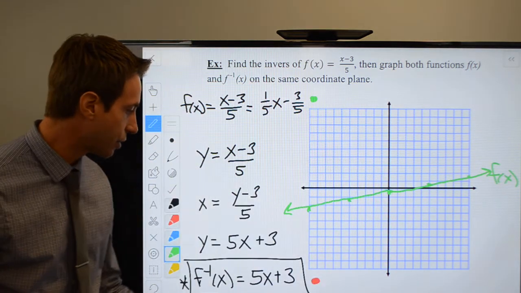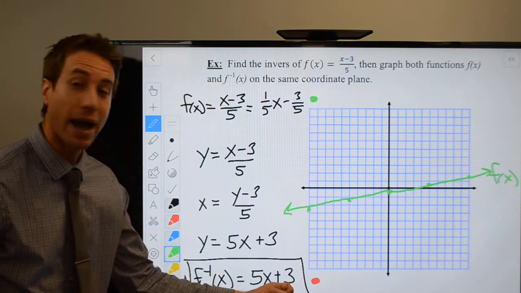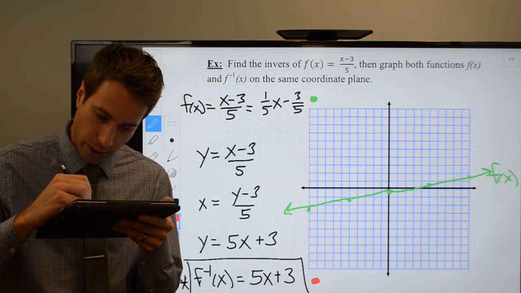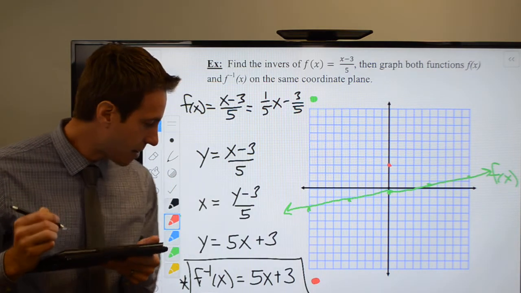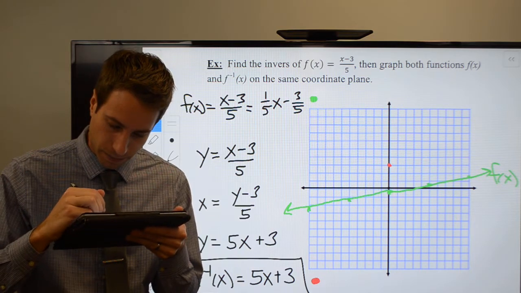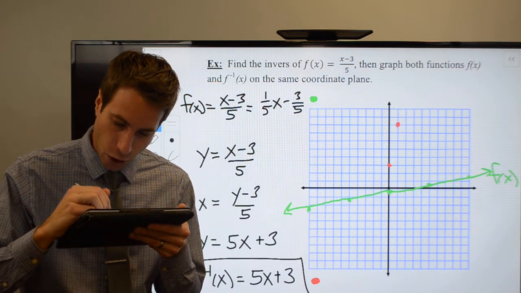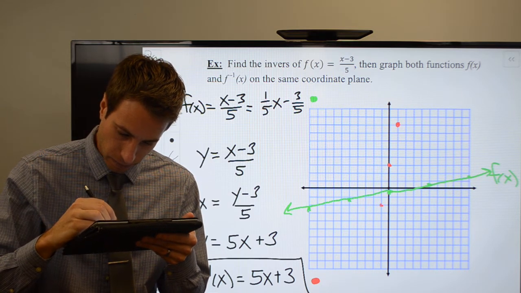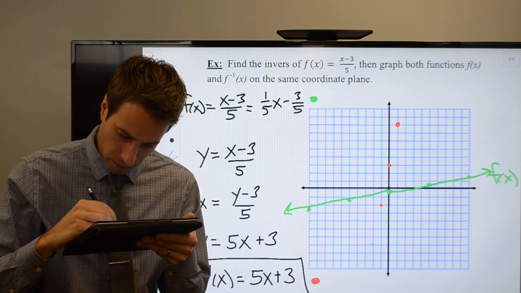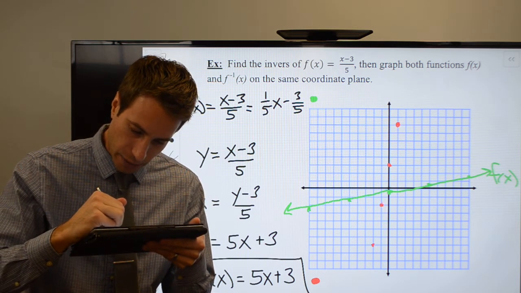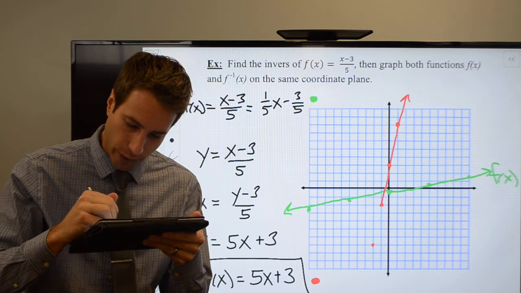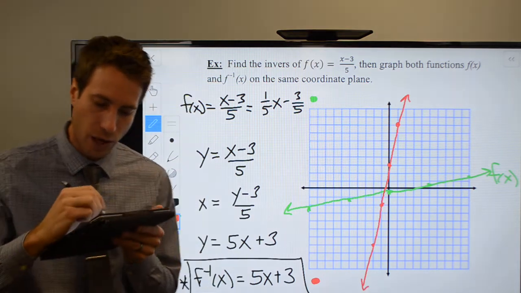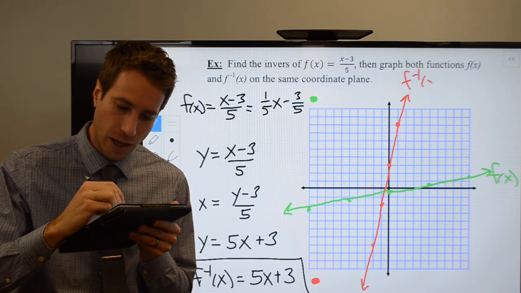Now, to graph the inverse function, this one's a lot easier. My y-intercept is 3, and my slope is 5. So I got to go to 3. And then my slope is 5, so that's up 5 and over 1. Or down 5 and back 1. Okay. Extend a line through those points. Make sure you extend the line all the way through the coordinate plane. Put arrows on either end so I know you know that line just keeps going. That's f inverse of x.